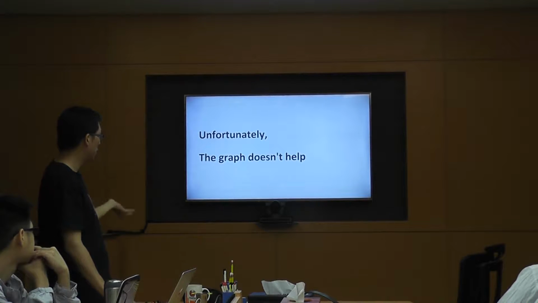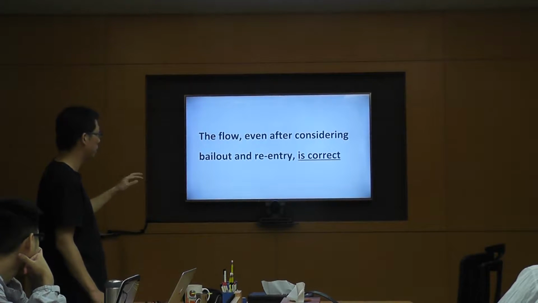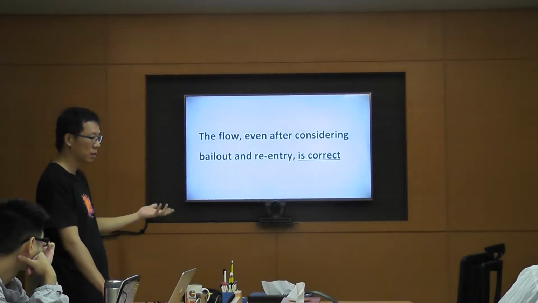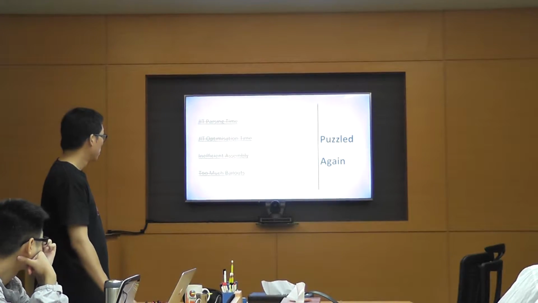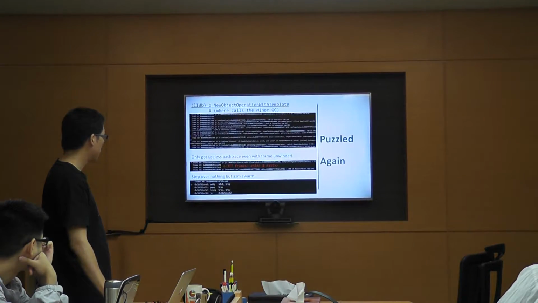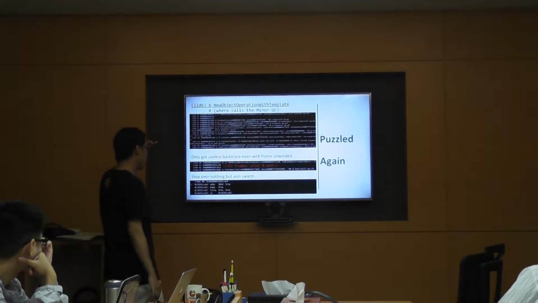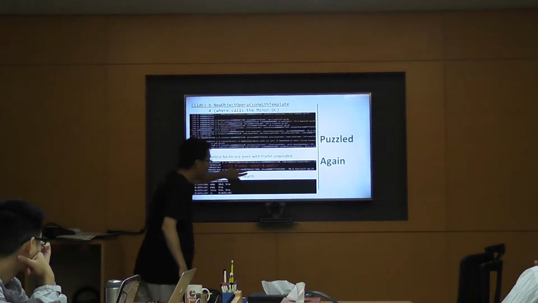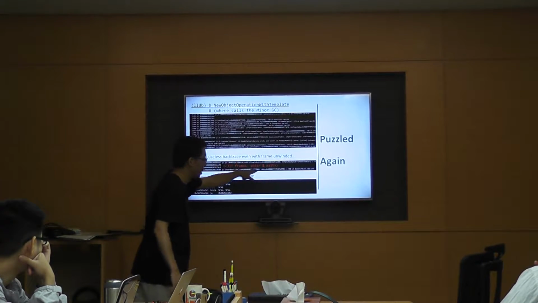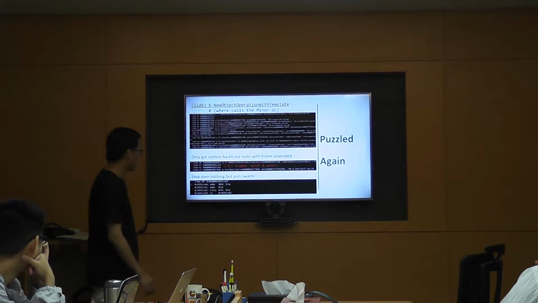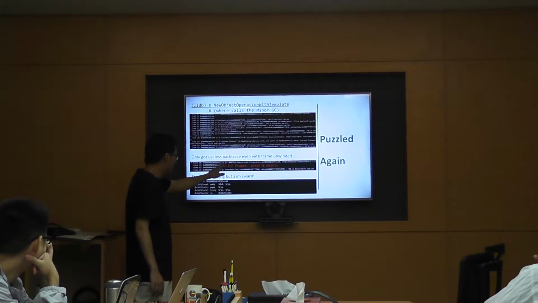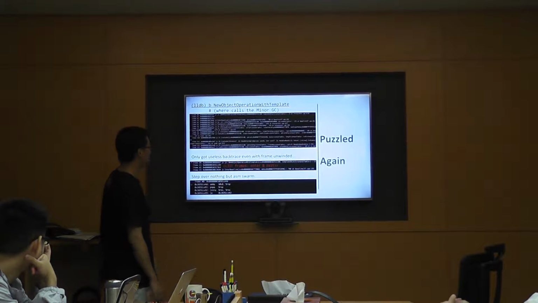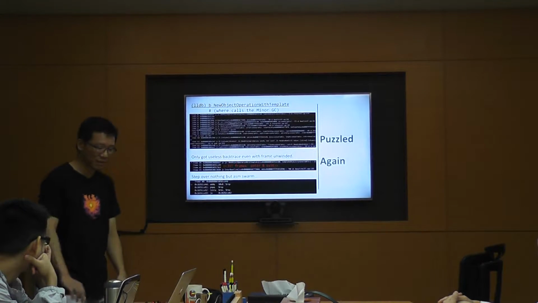Although the graph doesn't help, at least I can make sure that the flow is correct. The flow generated and optimized by SpiderMonkey is correct. So I got puzzled again. If you take a look at the GDB or LLDB state, you can see there's a horrible empty line here. It shows nothing but the JIT frame enter and exit. When you step inside these two lines, it will tell you some assembly, and I cannot read this. So I got puzzled again.